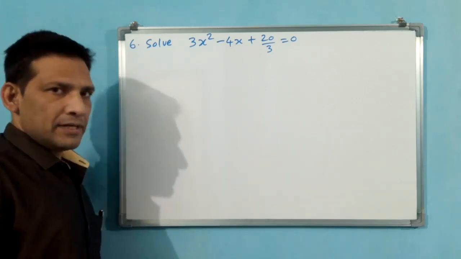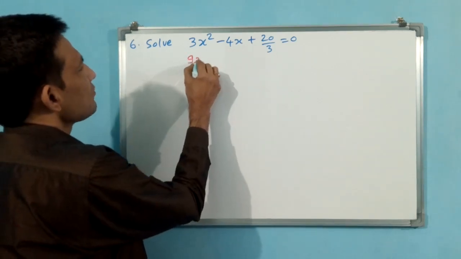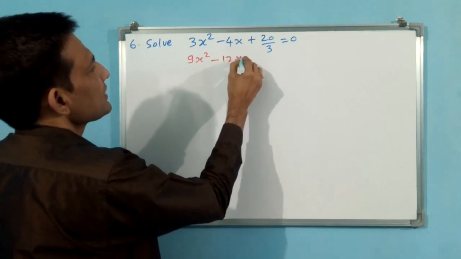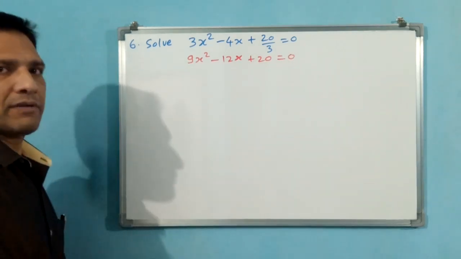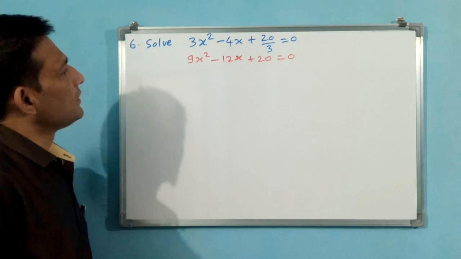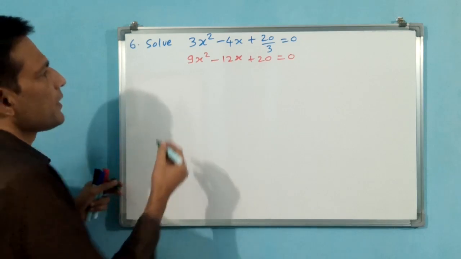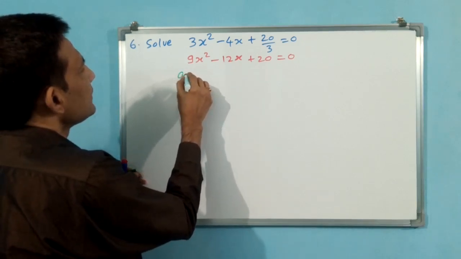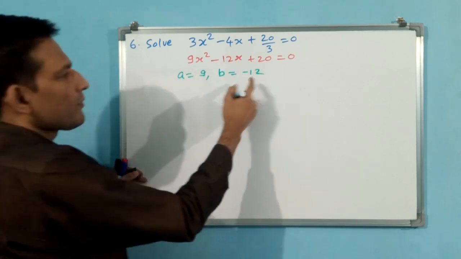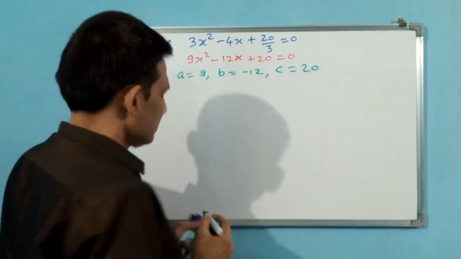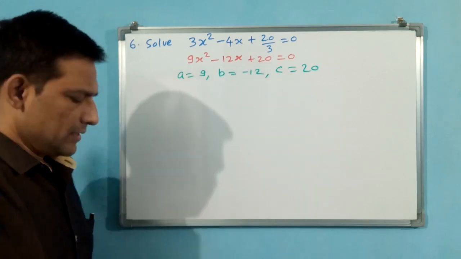Let us change this equation first. 9x square minus 12x plus 20 is equal to 0. Now this is the main equation. Is it required to write ax square again? Directly we can write a, b, c. Write down a is equal to 9, b is equal to minus 12, c is equal to 20. Why? Because the ax square plus bx plus c form is there.